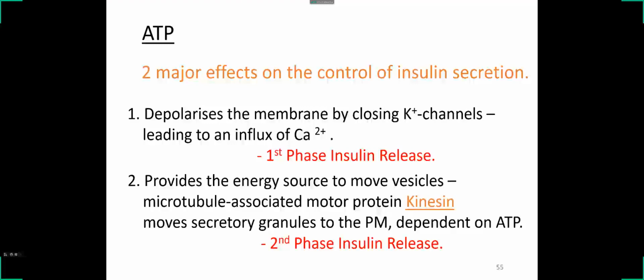And in the second, it provides an energy source to move those vesicles along the endocytic trafficking system, which obviously includes microtubule-associated motor protein, or kinesin, which is responsible for moving these secretory granules to the plasma membrane. Kinesin requires ATP to function. So it uses ATP to step along these microtubules, which help drive the vesicles eventually to the plasma membrane to prepare for the second phase of insulin release.